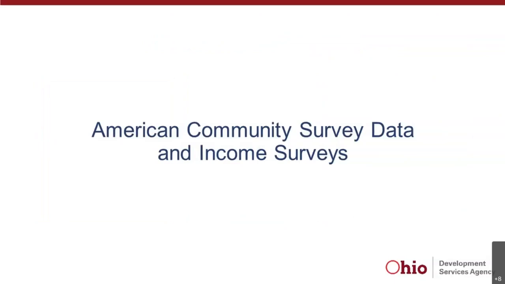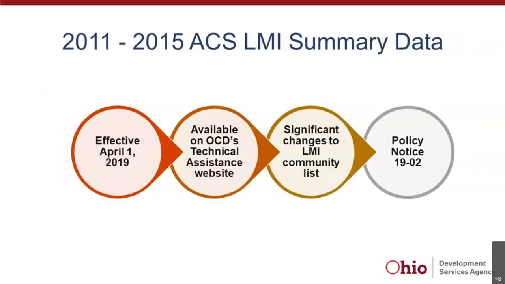Qualifying projects using the American Community Survey data and income surveys continue to be a challenge. The 2011 through 2015 ACS is the current data set used to income qualify projects. The ACS data collection period was from January 1, 2011 to December 31, 2015. We received the data from HUD on February 19th of 2019, and it became effective April 1st of 2019. The data is available in table and map form on OCD's technical assistance website. The 2019 data altered the eligibility of a number of communities, and policy notice 1902 outlines how to use that data.